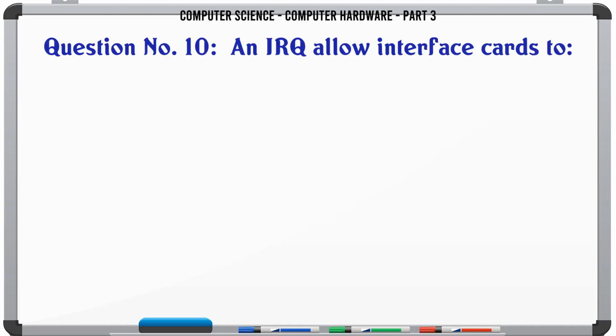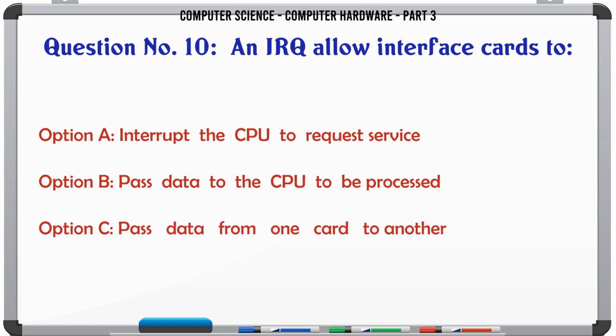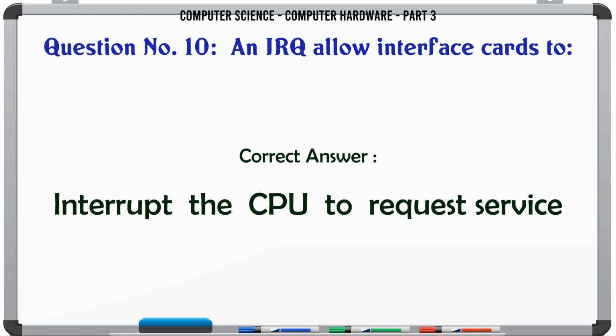An IRQ allows interface cards to A. interrupt the CPU to request service. B. pass data to the CPU to be processed. C. pass data from one card to another. D. pass data to the computer's memory. The correct answer is interrupt the CPU to request service.